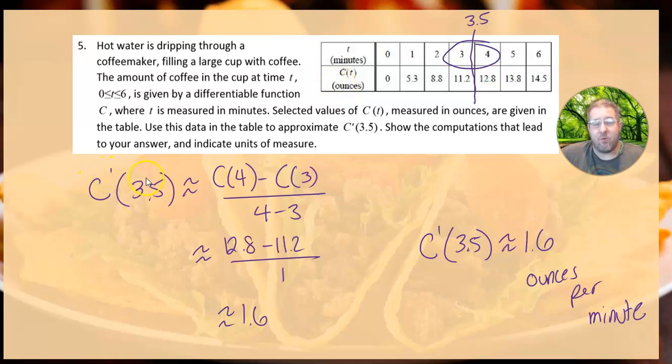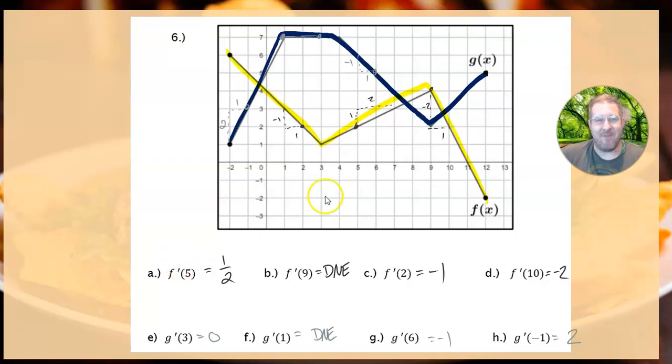So if we're trying to find the rate at 3.5 minutes, then that would be 1.6 ounces per minute, not per minute squared, because it's not the rate of a rate. It's a rate of simple ounces. Very important key factor there.